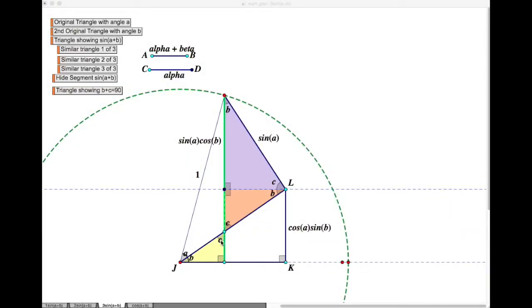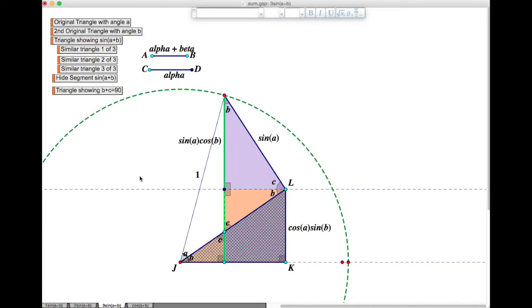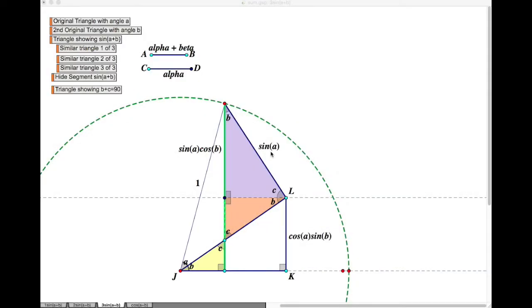Looking at the legs of the orange and yellow triangles that lie on the line sine A plus B, we see that they're equal to the leg of our original green triangle, right here. Therefore, the sum of the legs of the orange and yellow triangles is equal to cosine A sine B. The hypotenuse of the purple triangle is sine of A. We know this from our original gray triangle.